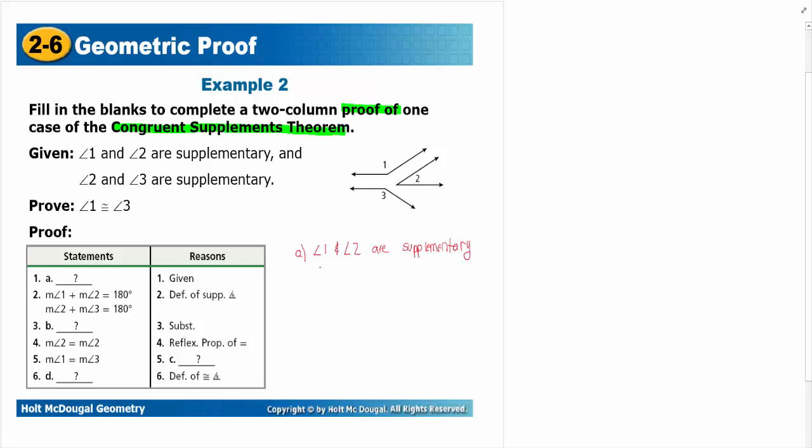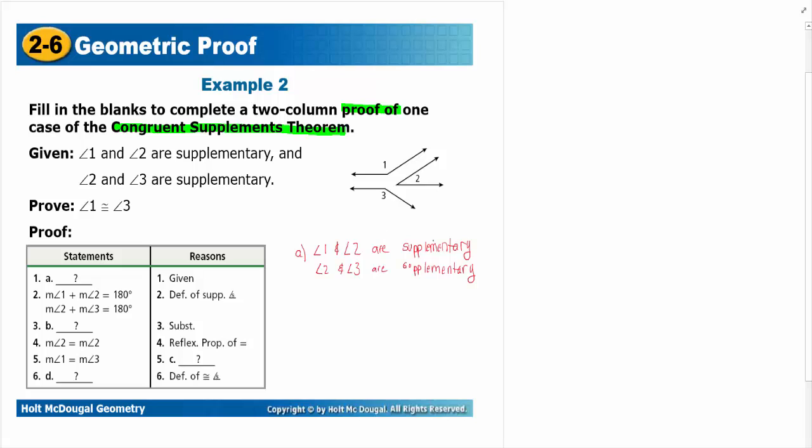And then you would also say angle 2 and angle 3 are supplementary. So the thought process here, again, it's given to you right now, but when you get the worksheets in a little bit, you'll realize that these statements are eventually going to go away. You're going to have to come up with these statements yourself.